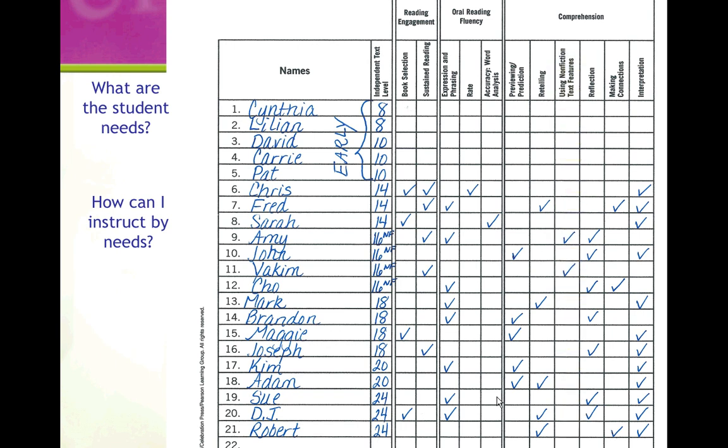So let's look at a small group. If I have a small group that I want to do instruction with, what would I do with these children when I have them in a small group? It would be anything that has a check mark. Those would be the skills and the strategies that you would focus on and teach during their small group time.